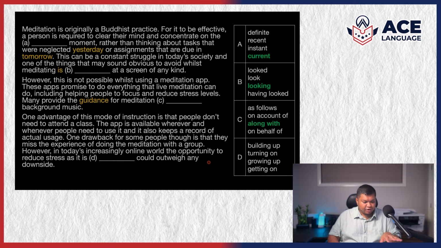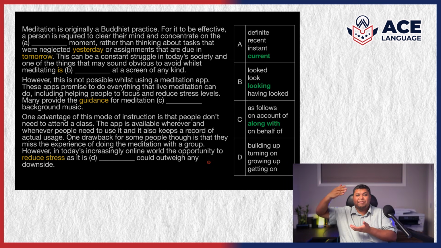The next one, I'm ignoring everything. I'm going directly to the last sentence. However, in today's increasingly online world, the opportunity to reduce stress as it is dash could outweigh any downside. The opportunity to reduce stress, that means that stress is already there, right? Here, the keyword is reduce stress, but we are also saying the opportunity to reduce as it is. We are in present, right? That means we need to think about that it is already there. It is there and it's going up.